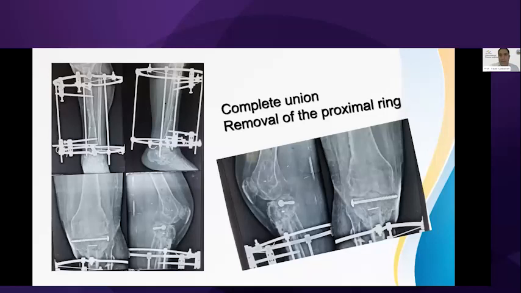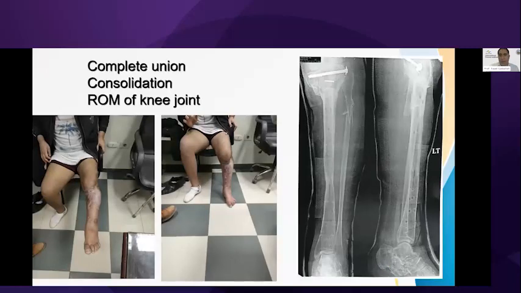This is X-ray showing complete union of the fracture and removal of the proximal ring, and we leave the 2 rings protecting the regenerate. The last follow-up X-ray showing complete union of the fracture, consolidation of the regenerate, and the clinical photo showing acceptable range of motion of the knee joint after about 1 year of treatment.